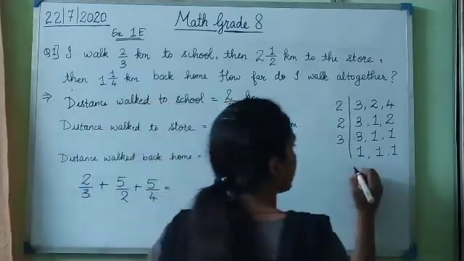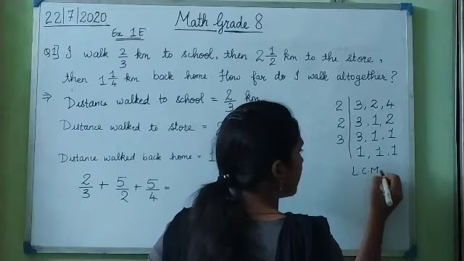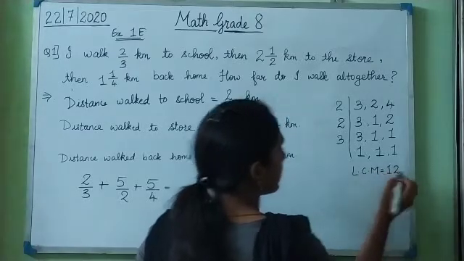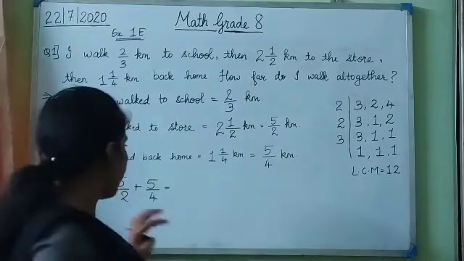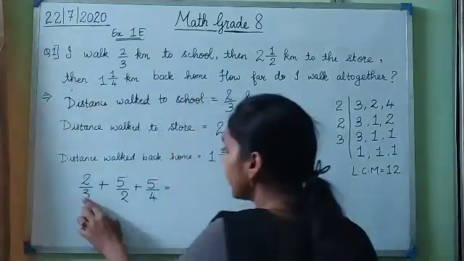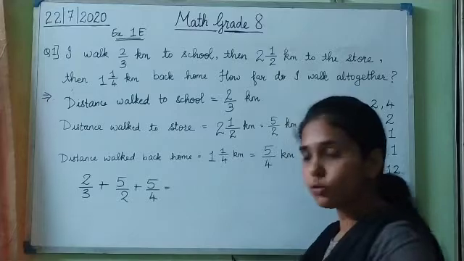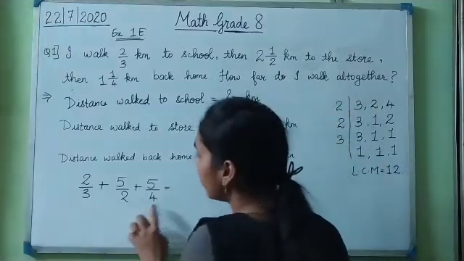So the LCM here is 12. Okay, so the LCM of these three numbers, 3, 2 and 4 is 12. Now, we have to make each denominator equal to 12. So, how do we make each denominator equal to 12?